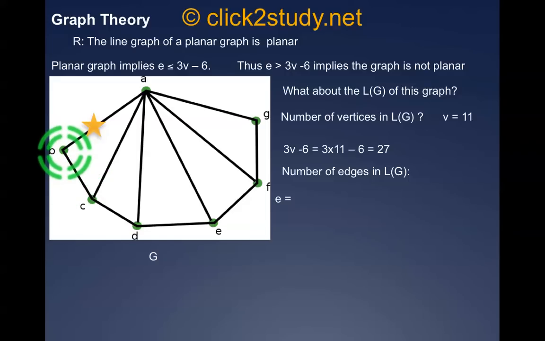Just think about the second property. There will be a vertex corresponding to this edge AB, which will be VAB, and then there will be an edge going to VBC, an edge going to VAC, an edge going to VAD, an edge going to VAE, an edge going to VAF, an edge going to VAG, 6 edges. Alright, so 6. Then let's talk about AC.